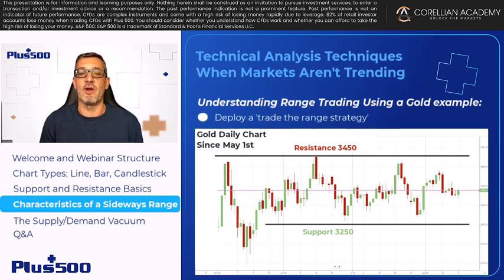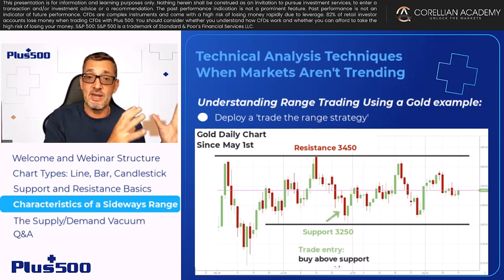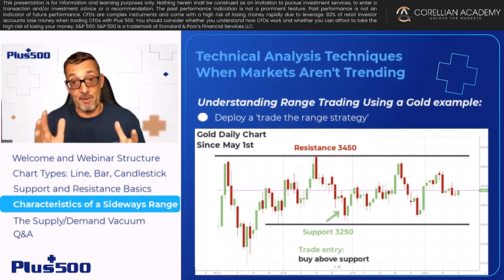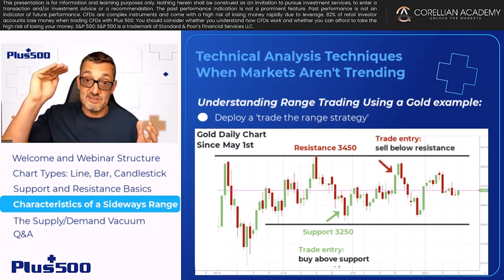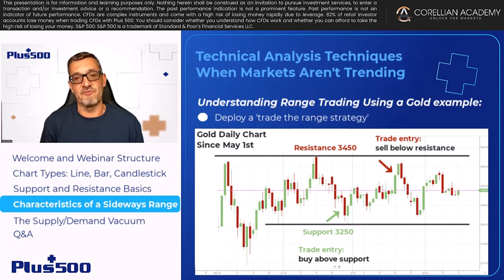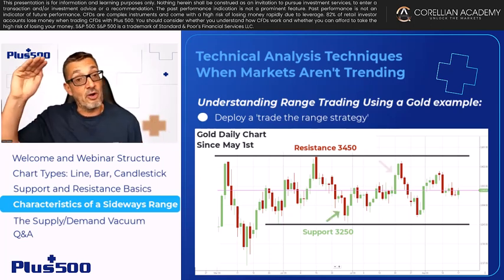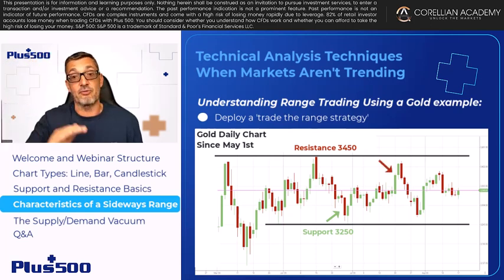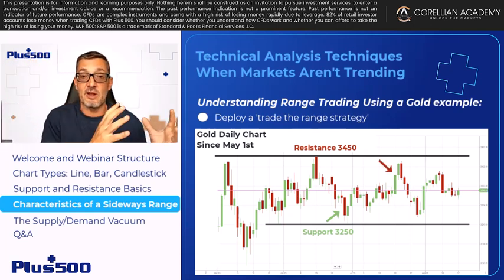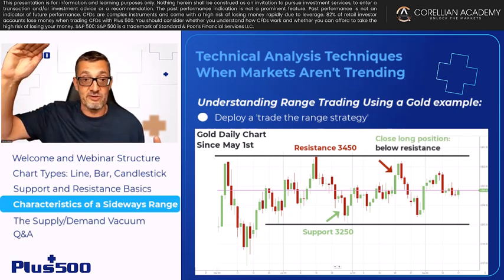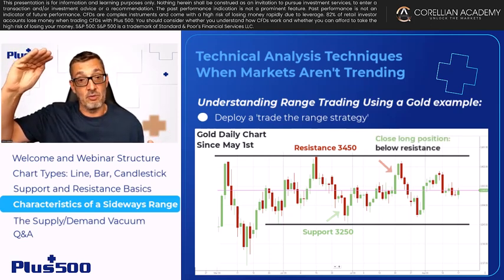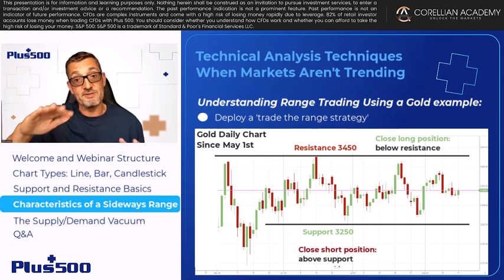Secondly, we can consider deploying a trade the range strategy. In this approach, we would look to initiate a trade entry to buy just above the 3,250 support, or initiate a trade entry to sell just below the 3,450 resistance, anticipating that this range will continue. If price strength does materialize from the support level we've identified at 3,250, or price weakness appears from the resistance at 3,450, we would then look to close long positions on rallies back towards that higher 3,450 level, or close short positions on dips down to that lower 3,250 level.